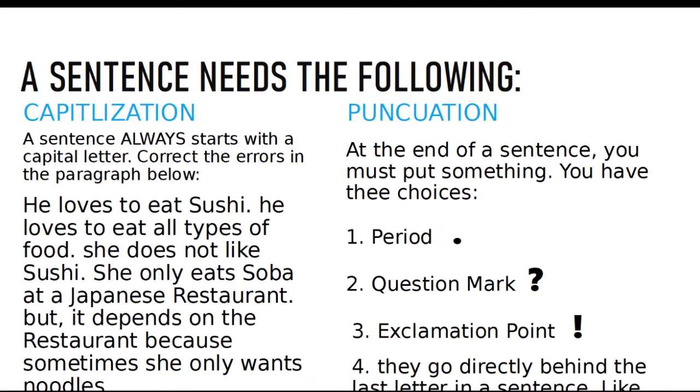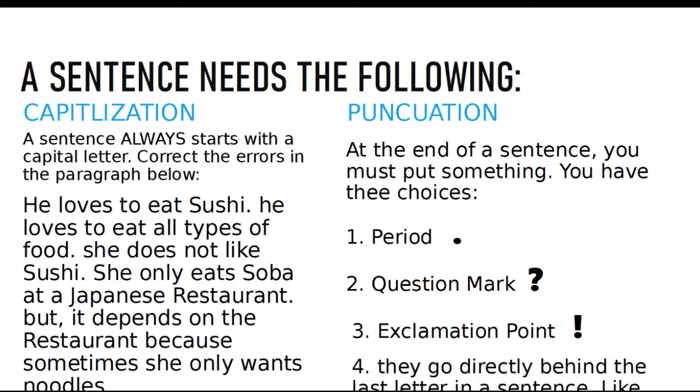Capitalization. I want to talk a little bit about capitalization. So, a sentence always starts with a capital letter. You're going to correct the errors with me in the paragraph below. Okay, first sentence. He loves to eat sushi. Is there a problem here?